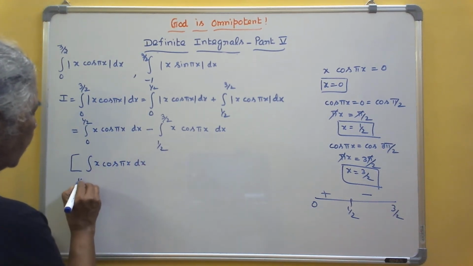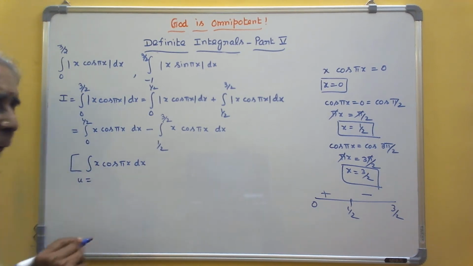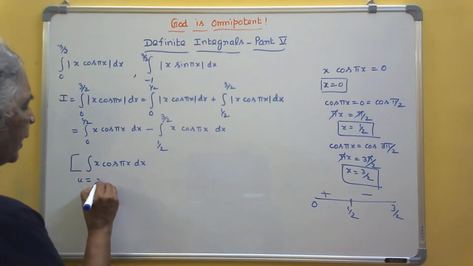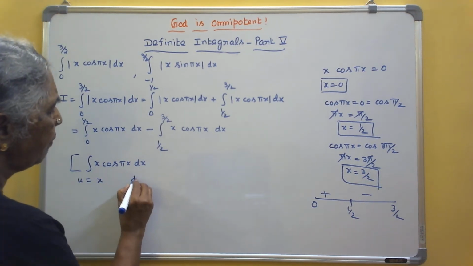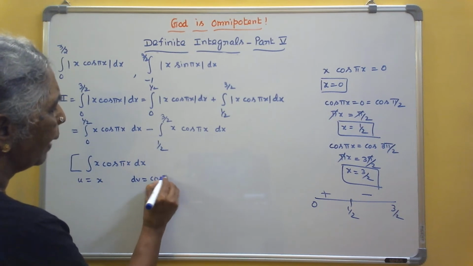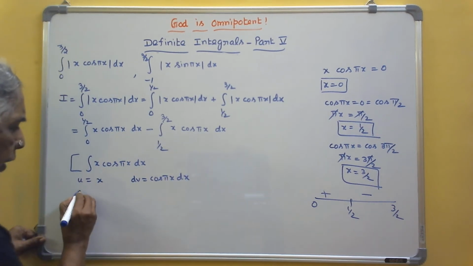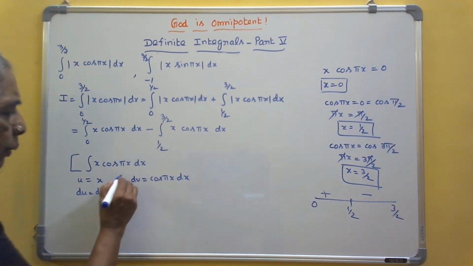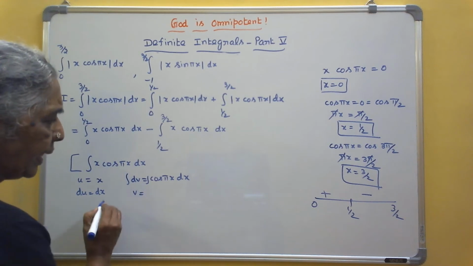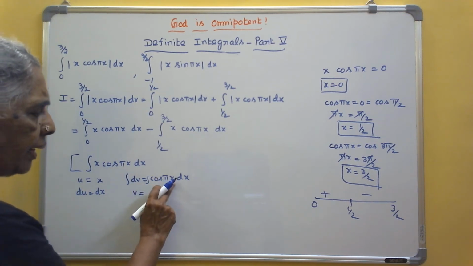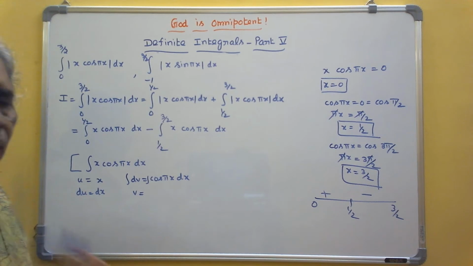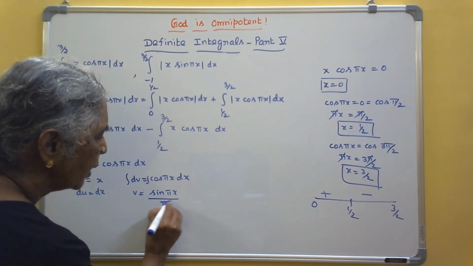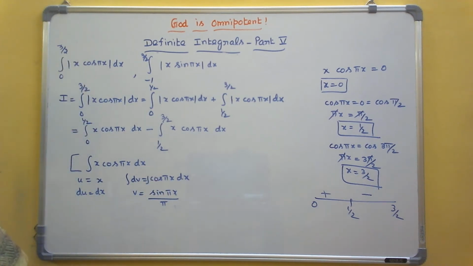So here, the u function is what? The algebraic function. Use the highlight rule to identify the u function. So u is x, so dv will be cos pi x dx. You differentiate, you will get du is equal to dx. When you integrate here, you will get v is equal to, when you integrate cos pi x, you will be getting sin pi x by pi. The coefficient of x is pi. This is the v, right?